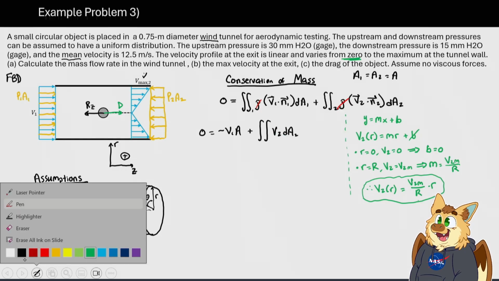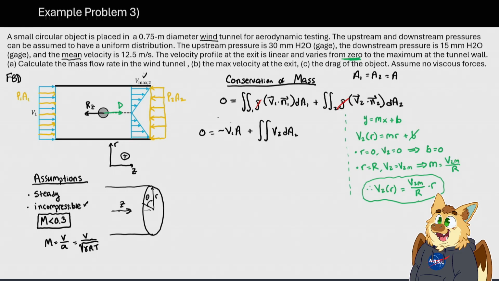So let's start off with that. I'm going to move this over to the other side of the equal sign to make it positive. So this will be v1 times a1. I'm going to move this down a little bit, give myself some more room. And now comes the second confusing part for a lot of people. We'll plug in v2 here. This will be v2m over R times little r. I'm going to make these parentheses a little bit clearer to show I'm just putting in the v2 substitution.